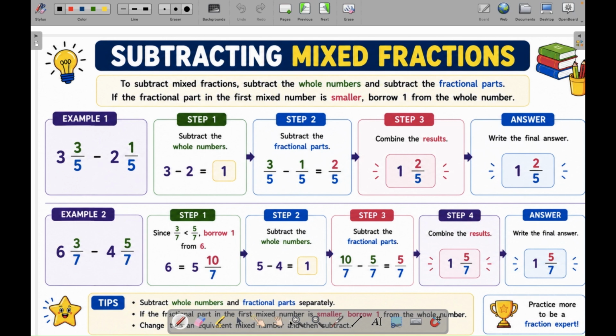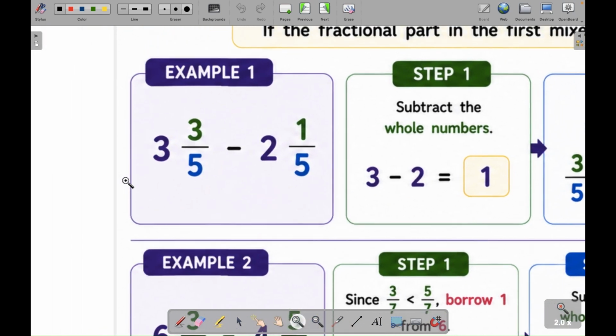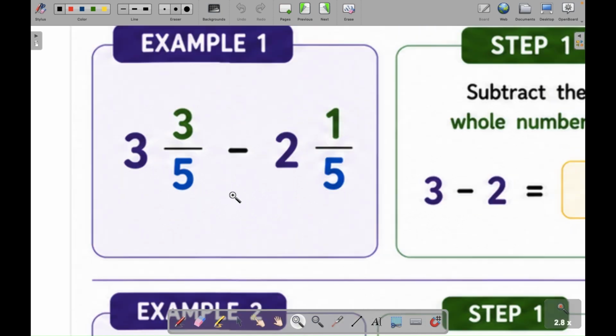Now let us see how we subtract mixed fractions. We have already seen how to add mixed fractions. Similarly, we'll see how to subtract mixed fractions. Again, if you follow the conventional approach, it is going to take a lot of time. What is a good example that we can use here?